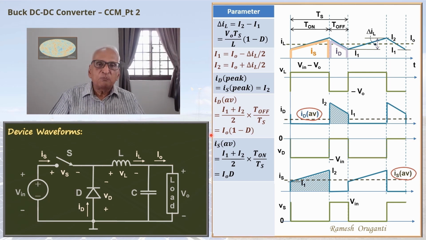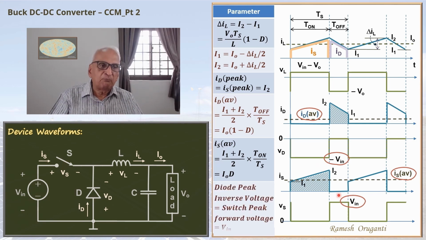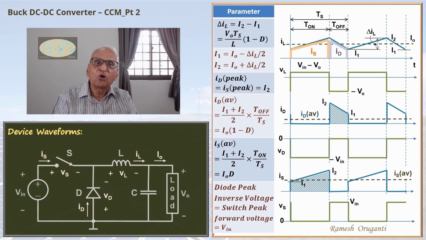So the diode peak inverse voltage is Vin. You just take the magnitude. It's a negative voltage. The magnitude of that is Vin. And the switch forward voltage is Vin. Notice that the diode is required to block a reverse voltage while the switch is expected to block a forward voltage. This is the case in many circuits.